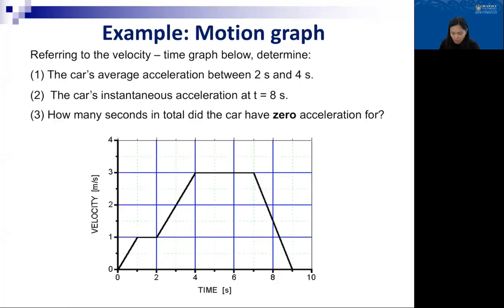So we're given here a velocity versus time graph. And we want to figure out the average acceleration between 2 and 4 seconds and the instantaneous acceleration at 8 seconds, and how many seconds in total did the car have zero acceleration for. So I'll give you a few minutes to sort of try and figure out this problem and maybe even start working towards the solutions. And then we'll look at the answers afterwards.